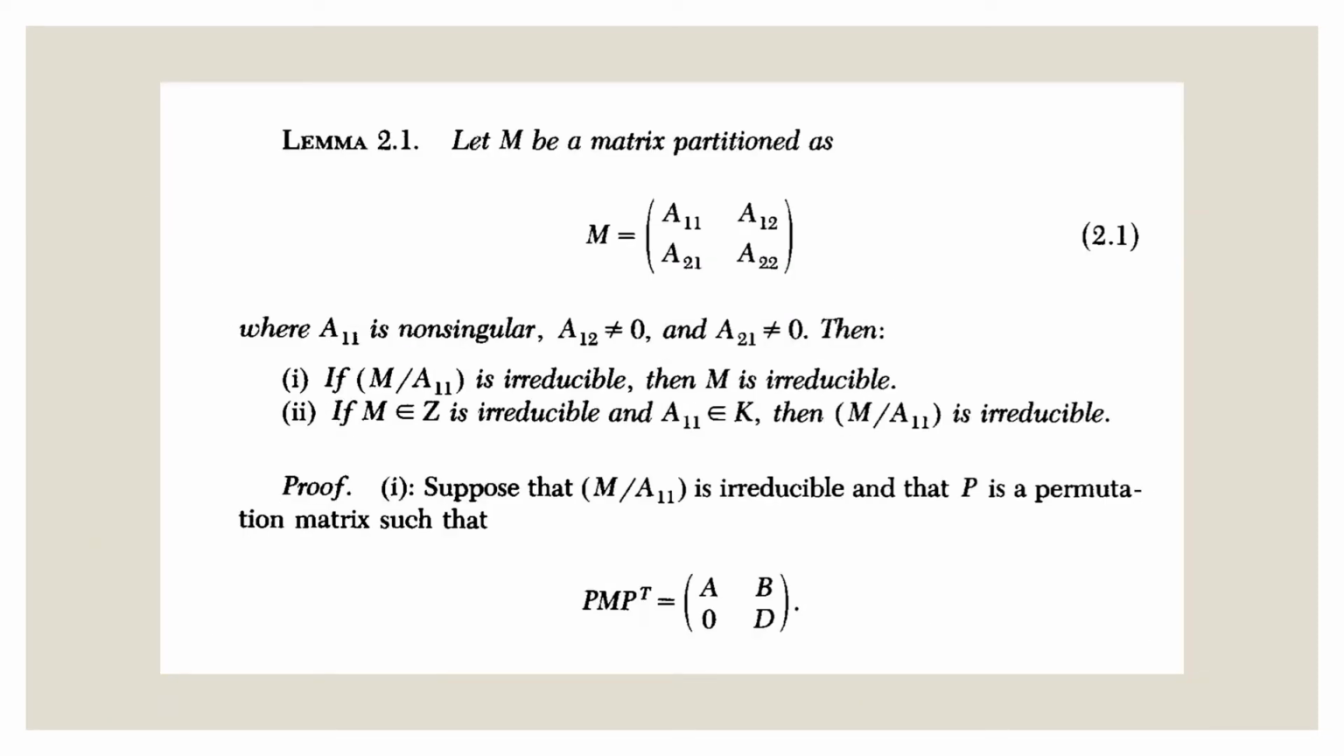Lemma 2.1. Let M be the matrix partitioned as M = [A11, A12; A21, A22], where A11 is non-singular, A12 is not equal to 0 and A21 is not equal to 0. Then, one, if M/A11 is irreducible, then M is irreducible. Two, if M is in Z and is irreducible and A11 is in K, then M/A11 is irreducible. Proof. First, one. Suppose that M/A11 is irreducible and that P is a permutation matrix such that PMP^T is equal to [A, B; 0, D].